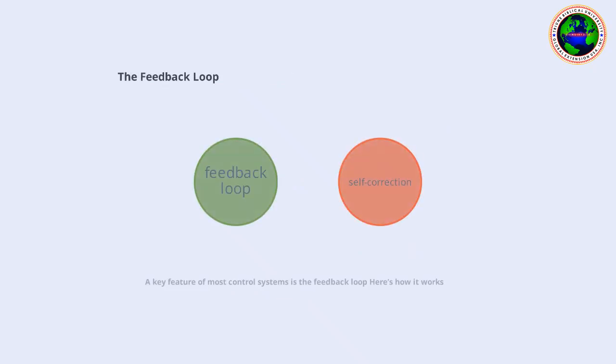A key feature of most control systems is the feedback loop. Here's how it works: a reference value is set, such as a desired position or speed. The system compares its current state to this reference. The controller processes any error and sends a signal to the actuator, which adjusts the plant. The sensor then measures the new output and the loop continues. This process allows the system to self-correct and achieve its goal.